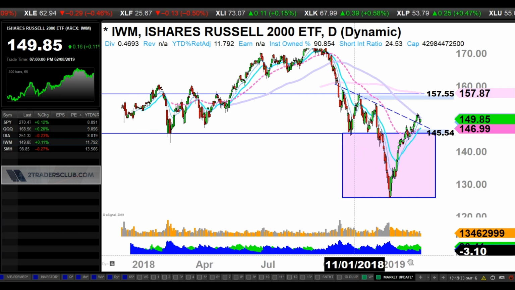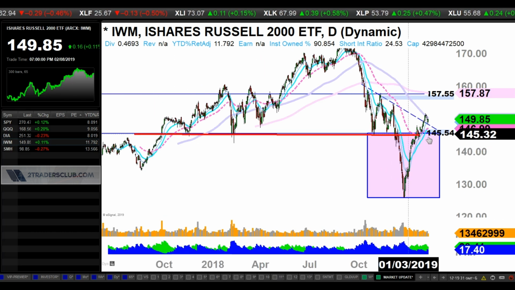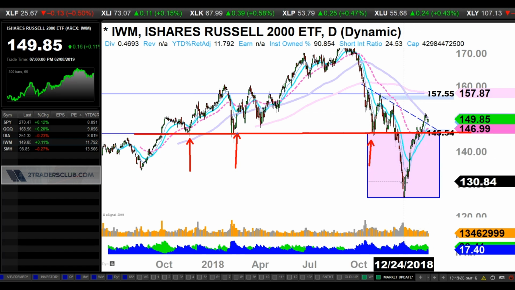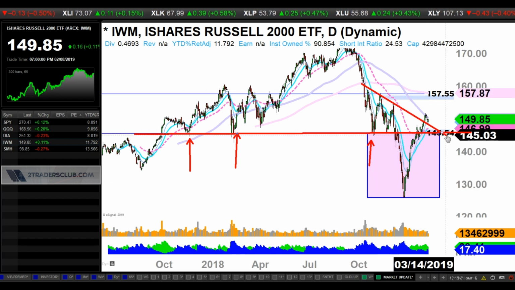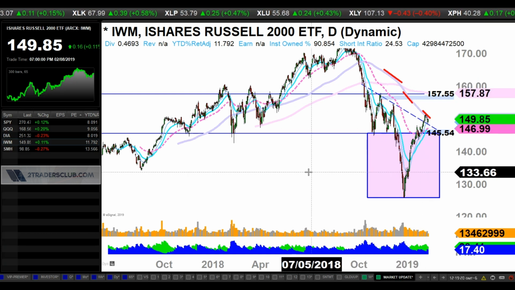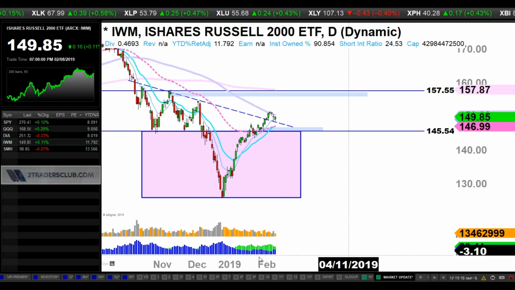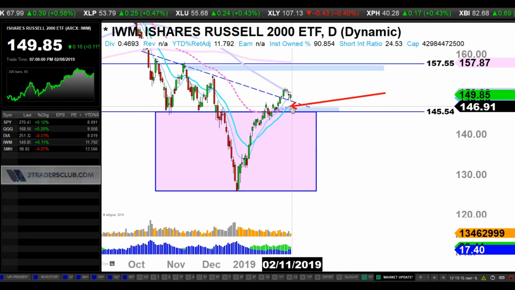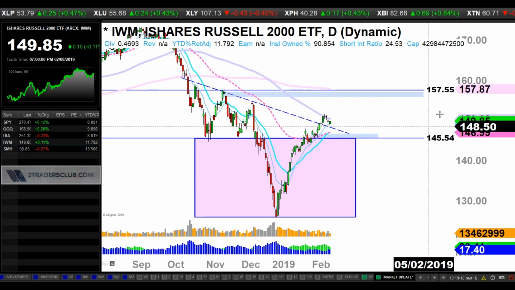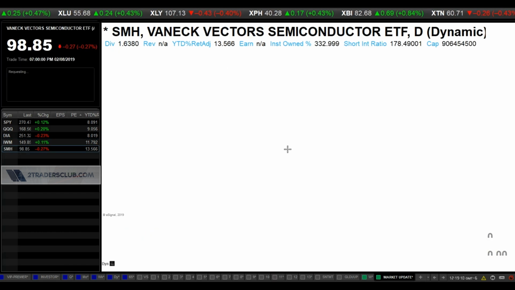If I zoom out a little bit, that's the level of prior support, right? And then we broke above it. This was a recent resistance. We're retesting it, but that 100 SMA is coming down pretty heavily on the Russell 2000. However, we do have a 50 MA trying to get back up, and the 20 MA there. So let's see, there's a little short-term battle going on. Let's go to semiconductor and we'll call it a day.